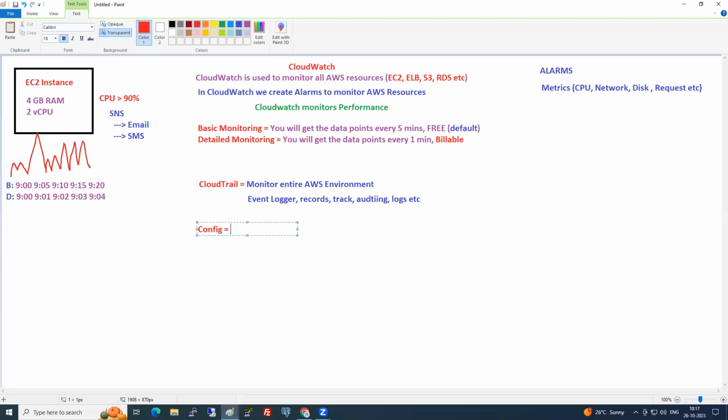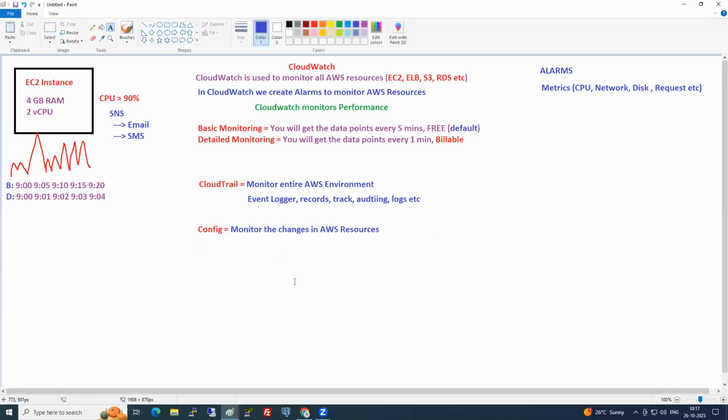No. If you want to separately find out the changes happening on an AWS resource, Config will find that out. So Config is used to monitor the changes in AWS resources. Is the difference between CloudWatch, CloudTrail and Config clear? Clear?